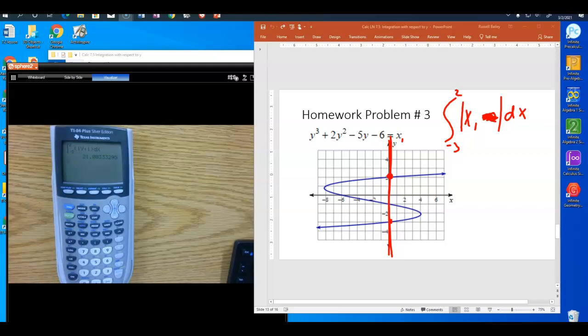Oh my gosh, I got 21. This is not a very creative software program that I have. I keep getting 21.083. Ugh, I hate that. All right. Anyway, that's it. That's the answer, as repetitive as it may be.